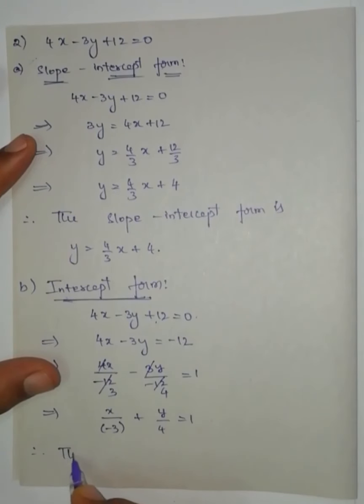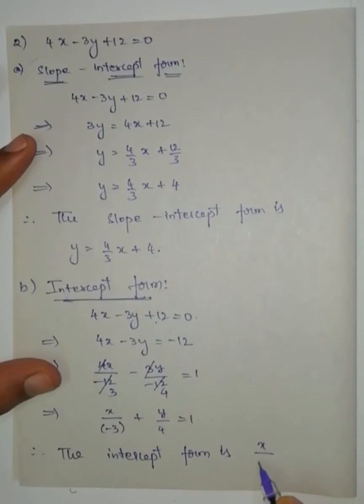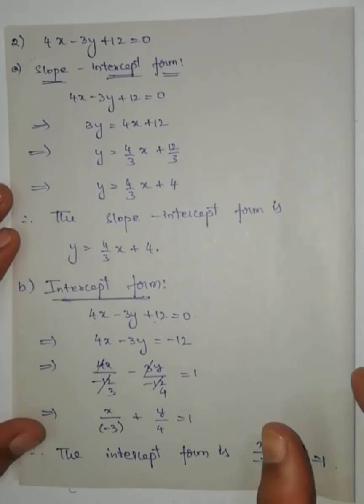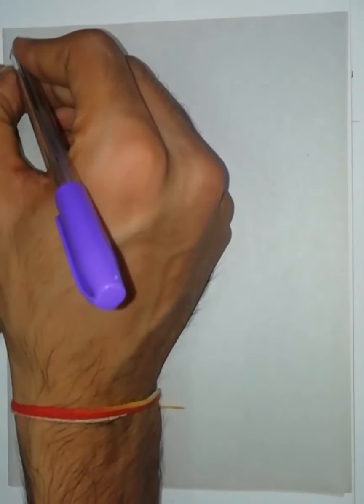Therefore the intercept form is x by minus 3 plus y by 4 is equal to 1. Now the normal form.